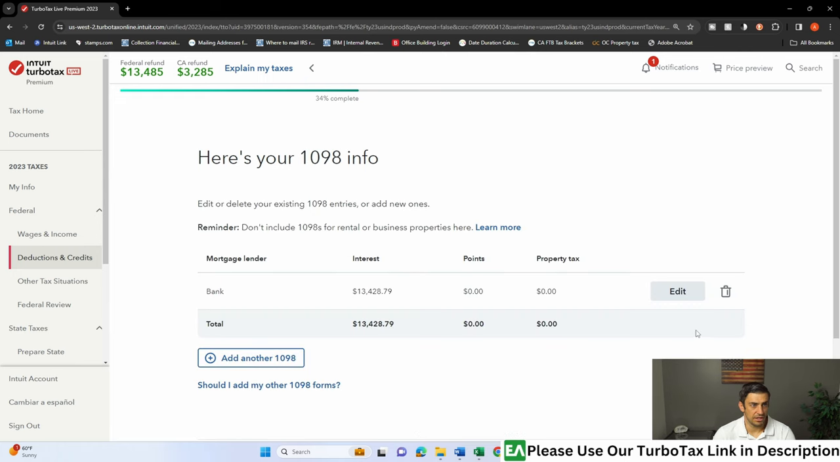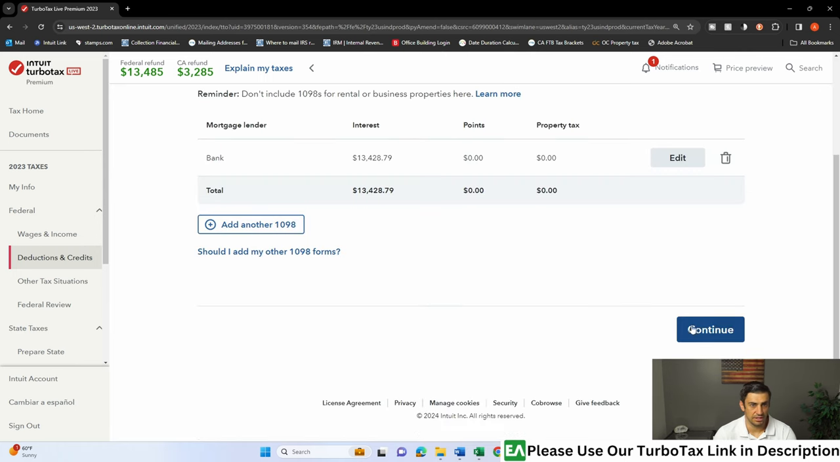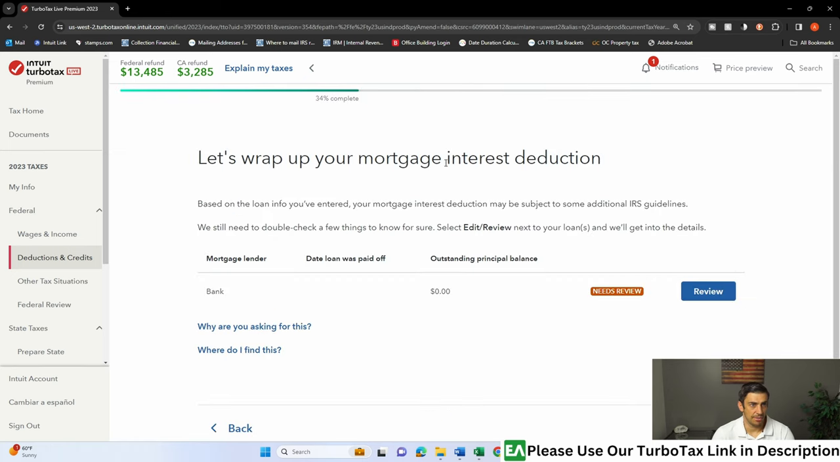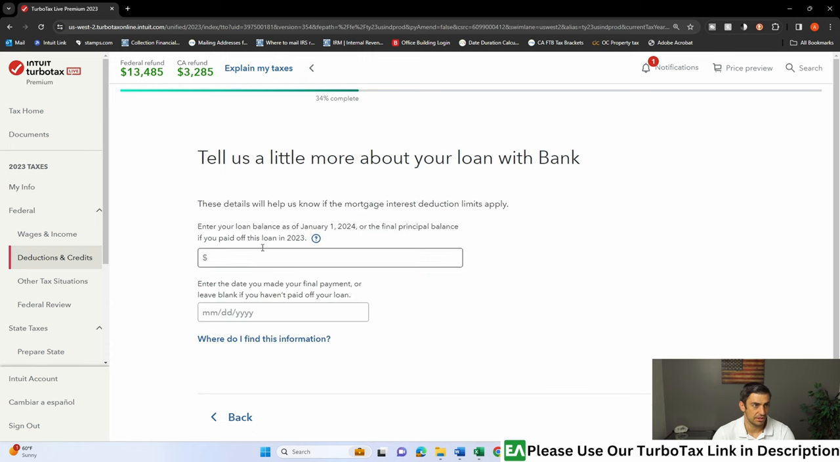So there's the 1098. We input this thing, and we're going to hit continue here. Let's wrap up your mortgage interest deduction. The interest deduction may be subject to IRS guidelines, like I said, the 750. Double check a few things. So we have to review this and tell it a little bit more about this loan.